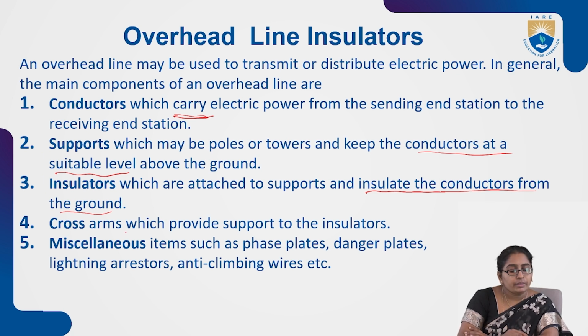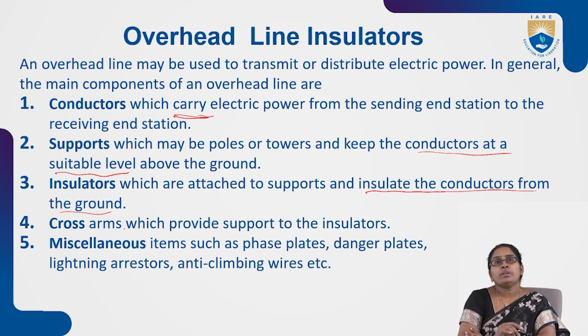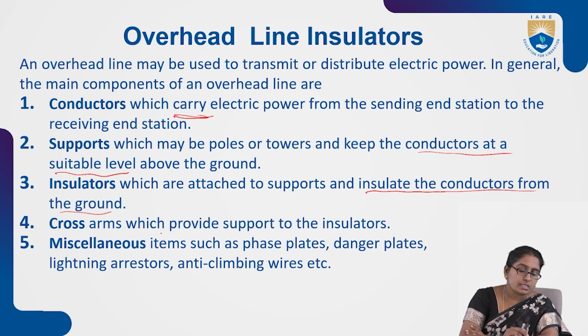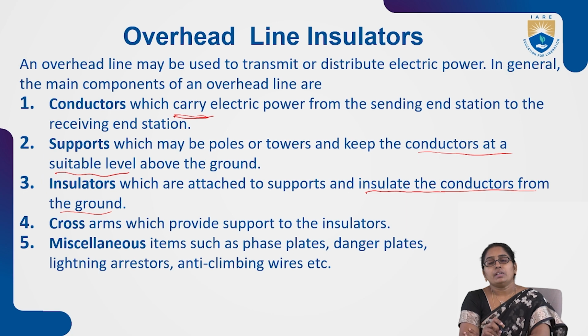Okay, and then the fourth component, the cross arm, which provides support to the insulators. And the last one, miscellaneous items. As I said, the face plates, danger plates, some safety equipment, like lightning arresters, anti-climbing wires. All this comes under miscellaneous items.